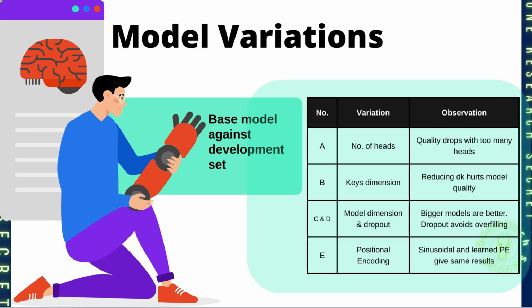In this paper, the base model was varied, measuring the change in performance on the development set. Here in this table, I give you the variations that were made on the model and what observation was made as an effect of it.